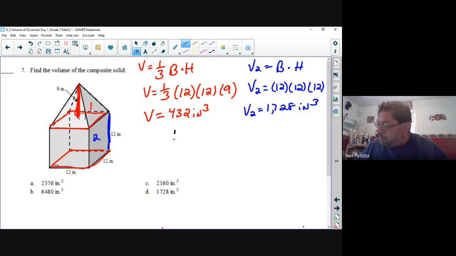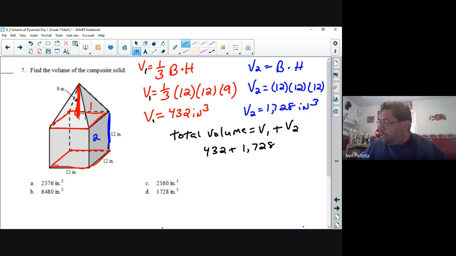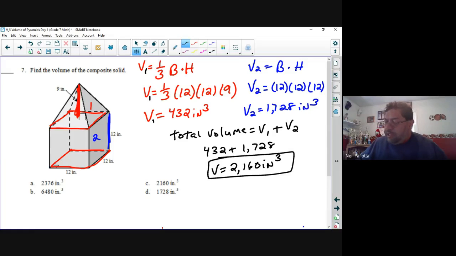Right, your total volume is the sum of those two volumes. So your total volume is going to be equal to, I meant to call that V1, V1 plus V2. It's going to be 432 plus the 1,728. And that winds up with a volume of 2,160 cubic inches for problem number 7, and that is which answer? That's answer C. For problem 7, we get answer C.